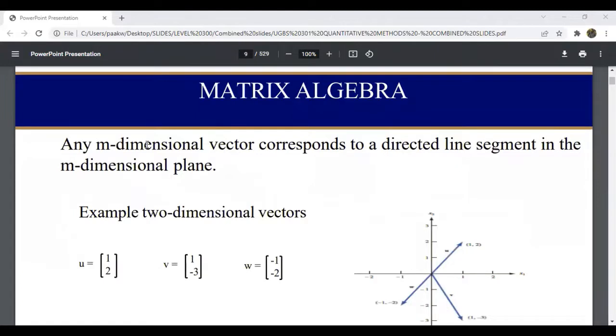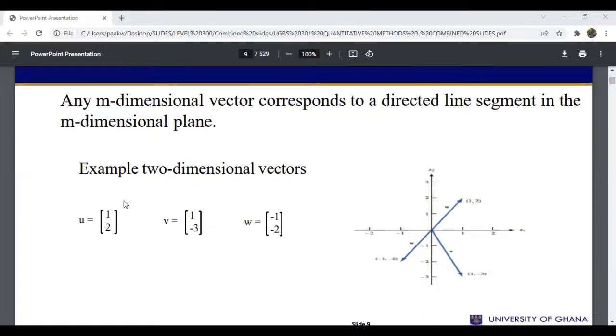So we are saying any m-dimensional vector corresponds to a directed line segment in the m-dimensional plane. Example, 2-dimensional vectors. So this one, they are only 2, so the number of rows is 2. But with the vector, they have only one column. They are having only one column.